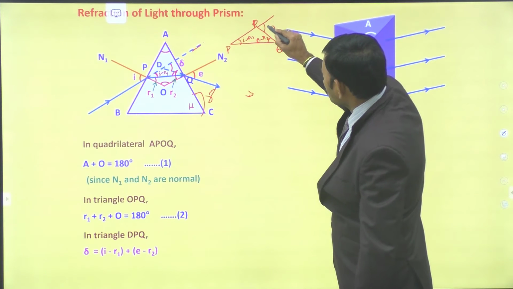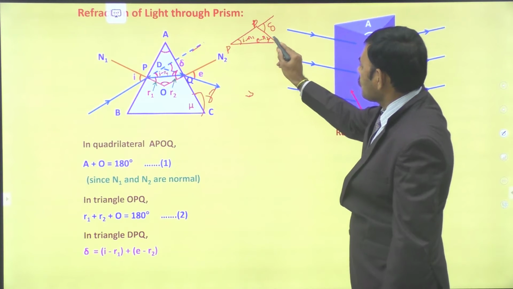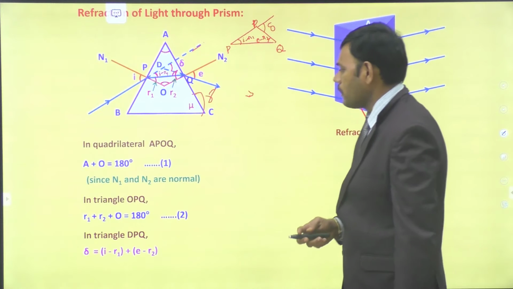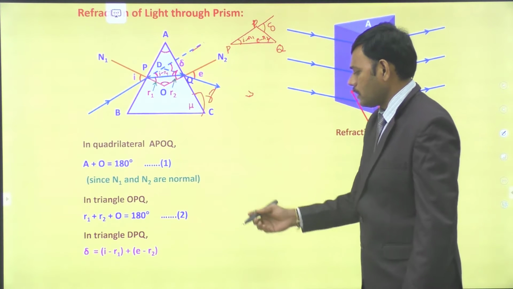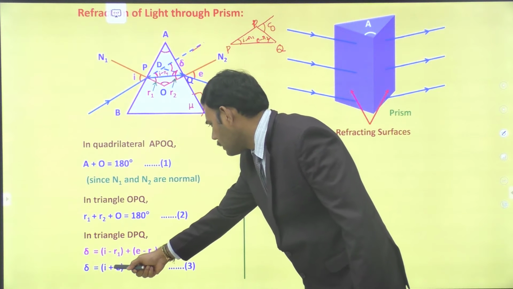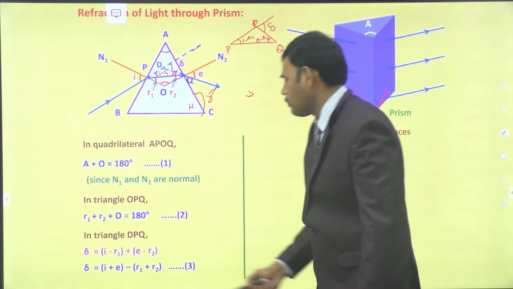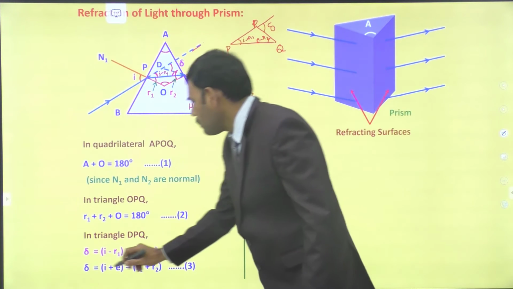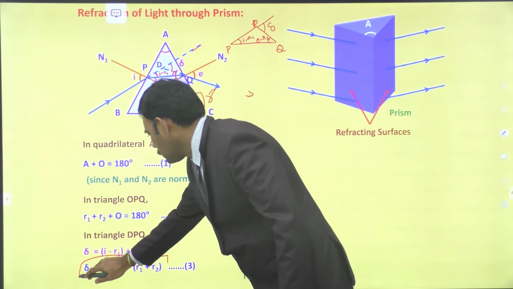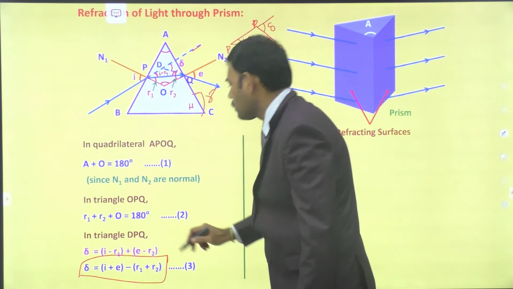Therefore this external angle is delta, external angle is sum of internal angles. So delta is equal to I minus R1 plus E minus R2. Let this be equation 3. So rearranging it, we get I plus E minus of R1 plus R2. So this is the very important equation. While solving the problems, we need this expression.